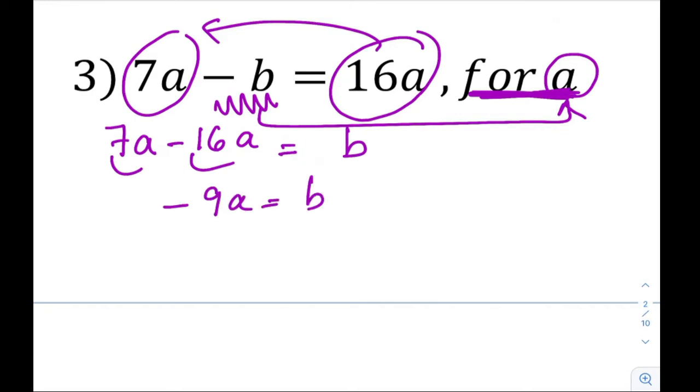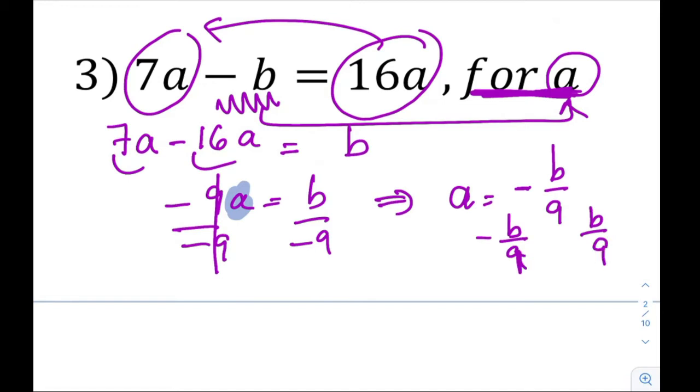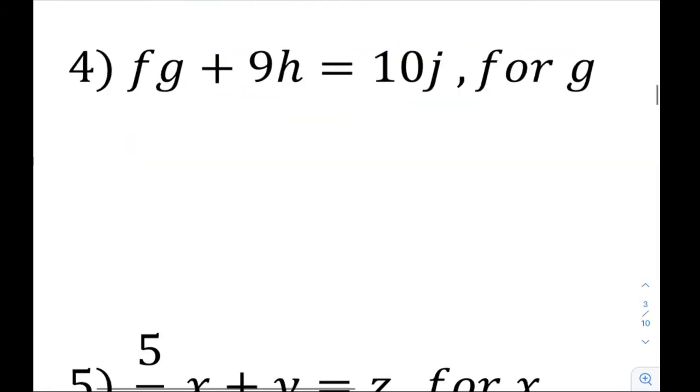And then we need a alone, as you all know. I will divide both sides by negative 9. So finally, I have a is negative b over 9, or negative in front of the b, or b over 9 is the negative one. All are equivalent to each other. You can choose any one if you have a multiple choice question.